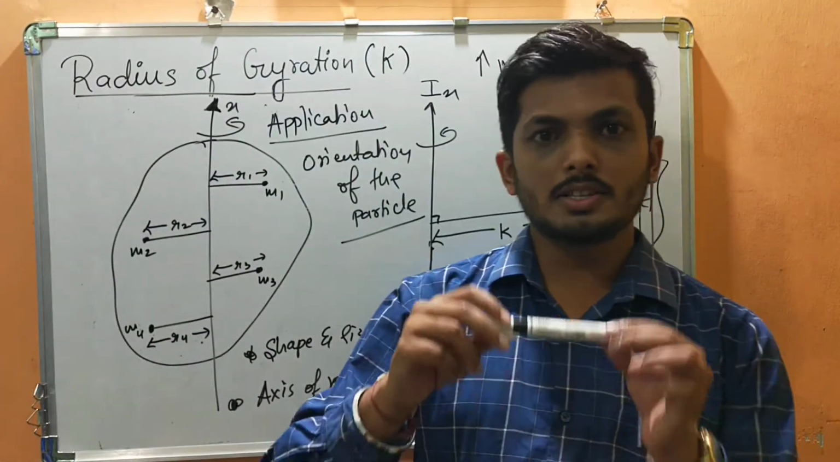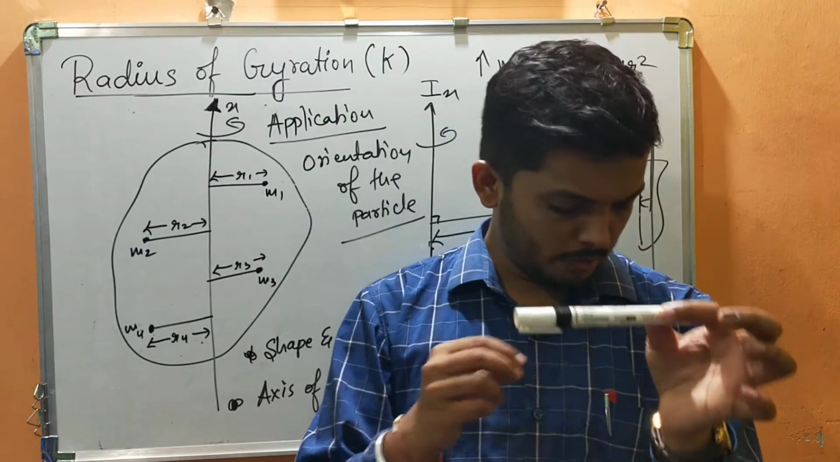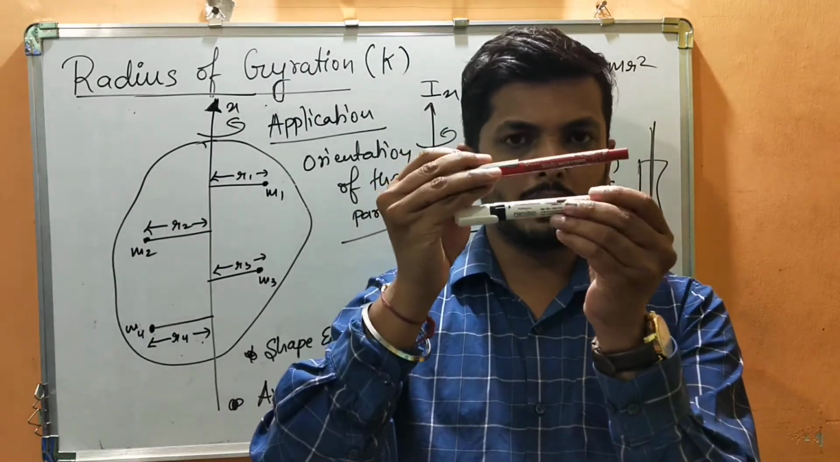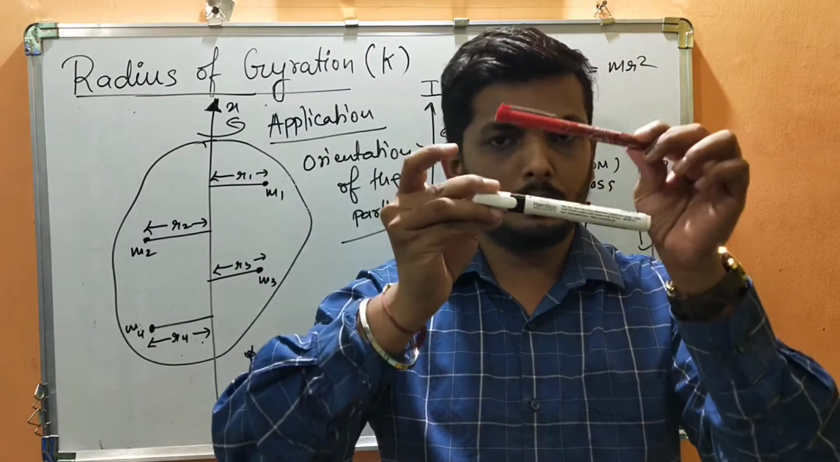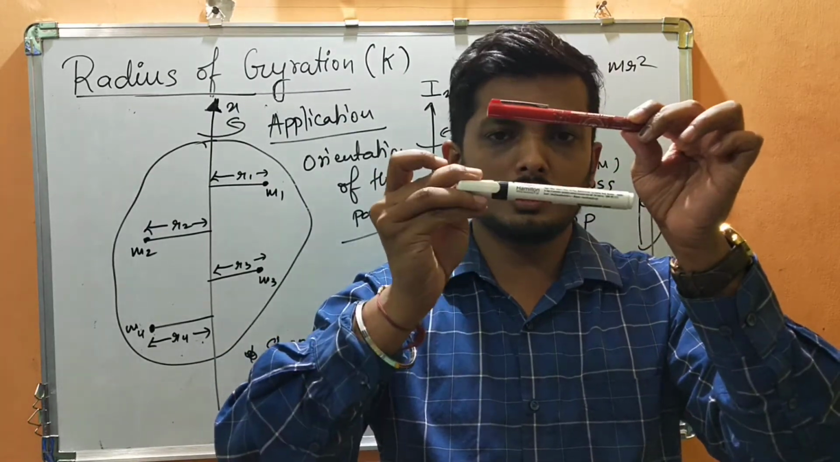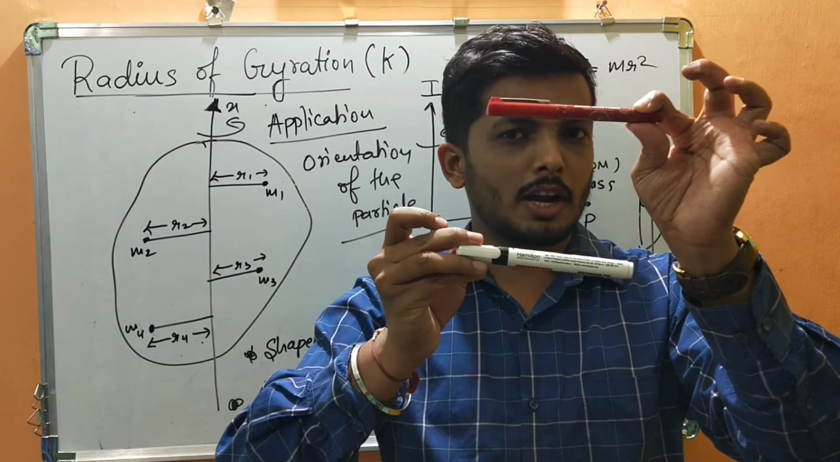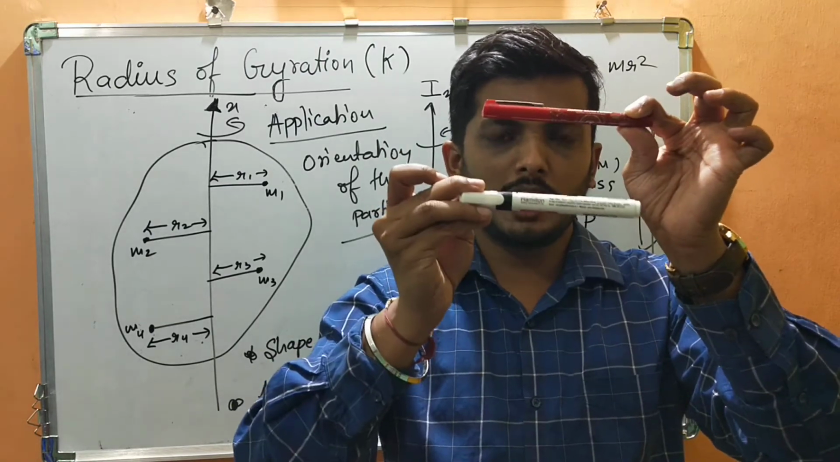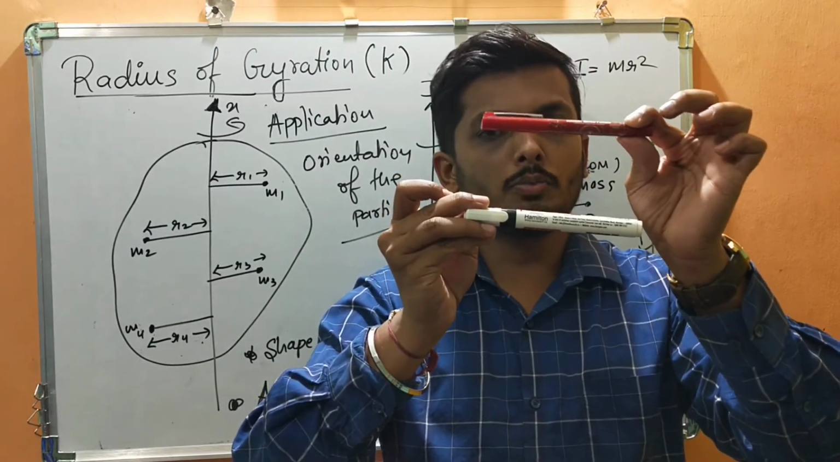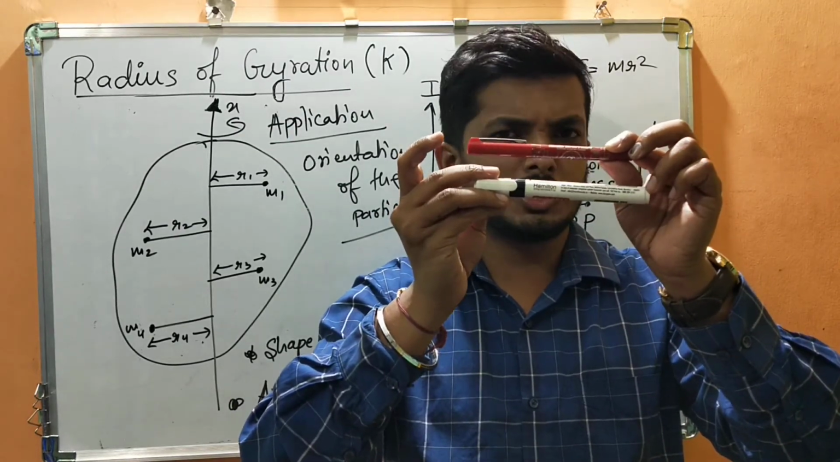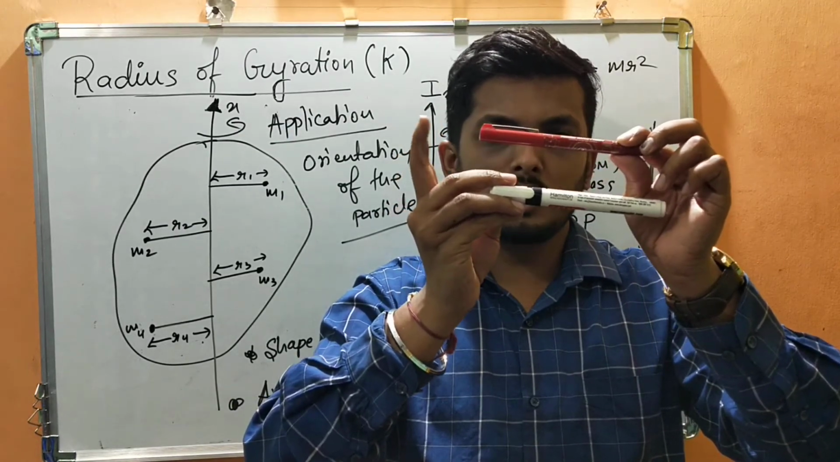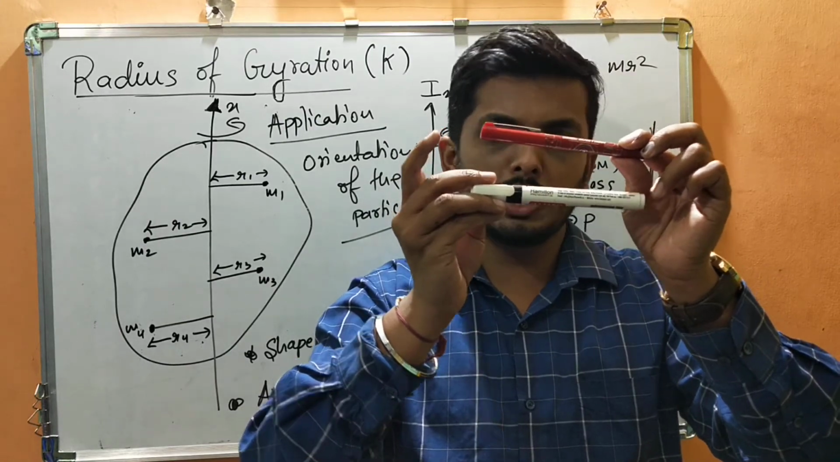Now, understand that I have brought this marker and one more. This is a pen. This is a heavier pen. Both have the same size, same shape, but this is heavier and this is a lighter marker. This red one is the heavier pen and this is the lighter pen. Come on, tell me, who has more moment of inertia? Definitely this. But what about radius of gyration? Does this pen have more radius of gyration, or this?